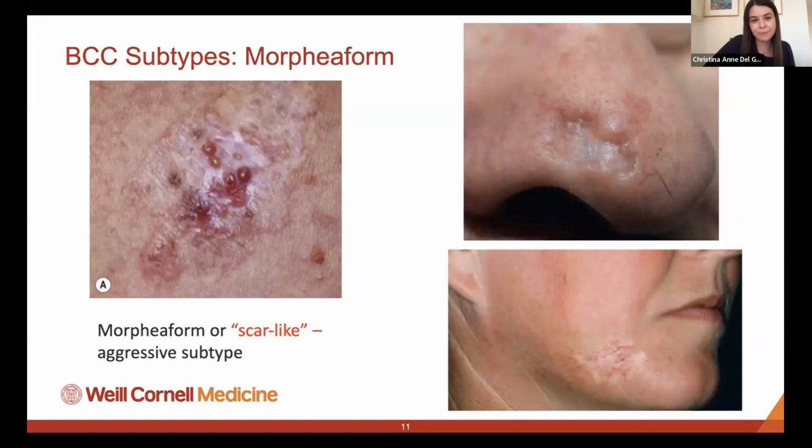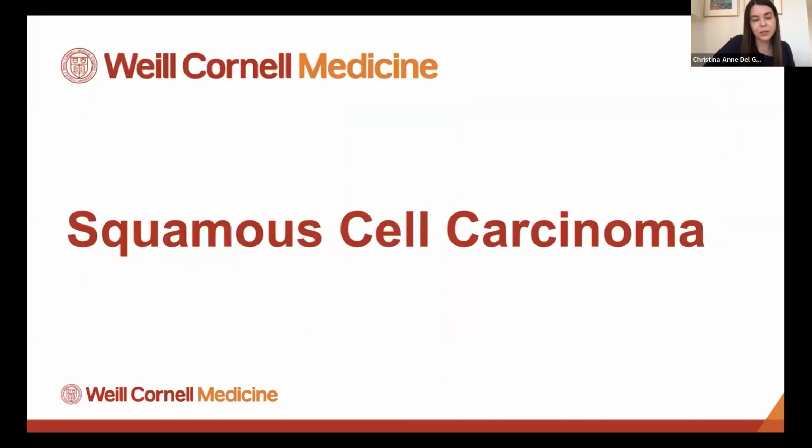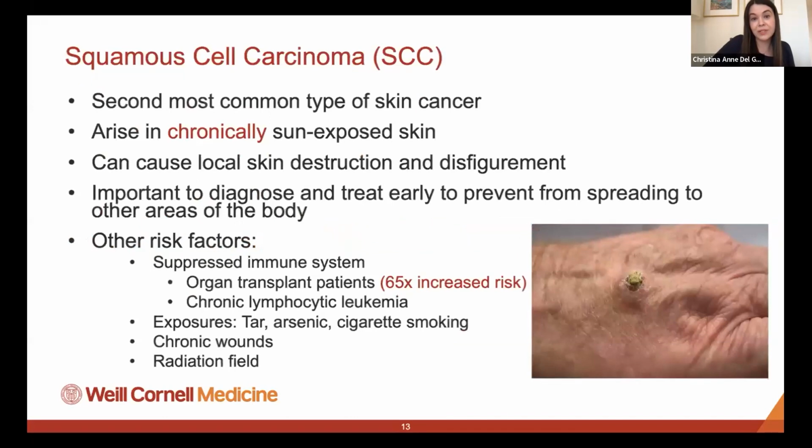And moving on to squamous cell carcinoma. This is, unsurprisingly, the second most common type of skin cancer and overall cancer that exists. It arises in chronically sun-exposed skin. So similar to basal cells, it can cause local skin destruction and disfigurement. And it's important for us to diagnose and treat these early to prevent them from spreading within the skin, but also from spreading to other areas of the body.